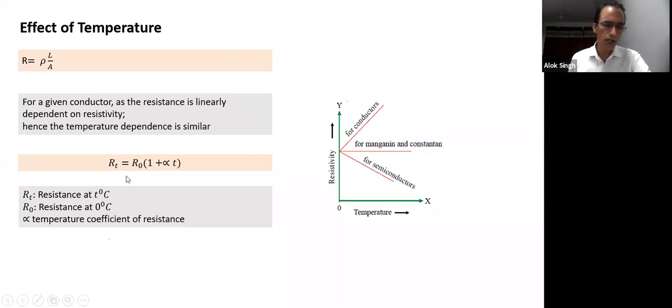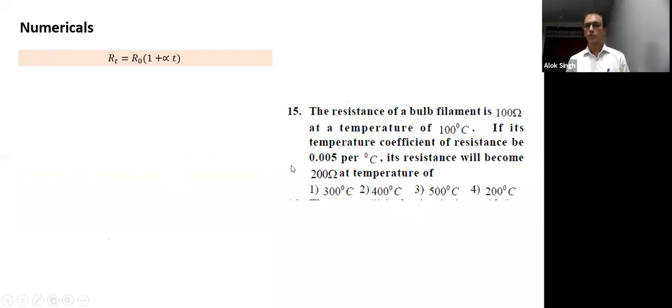This is a very simple relationship, exactly the same relationship we get in case of thermal expansion also. In thermal expansion, length at temperature T is L0 times (1 plus alpha T). So this is a pretty simple equation, and there are not many variations of this equation. So we'll look at a couple of questions which involve this simple relationship. This is based on a linear relationship. It could be non-linear. In that case, accordingly, the expression will change.